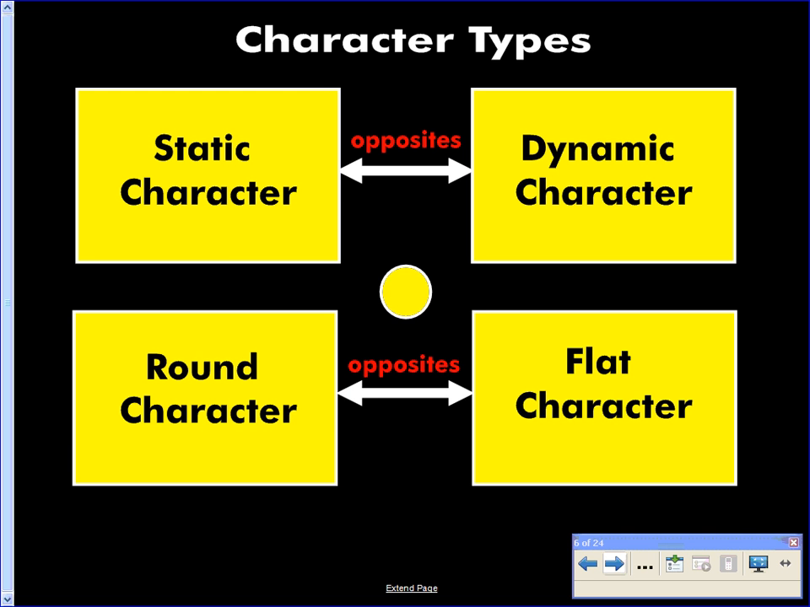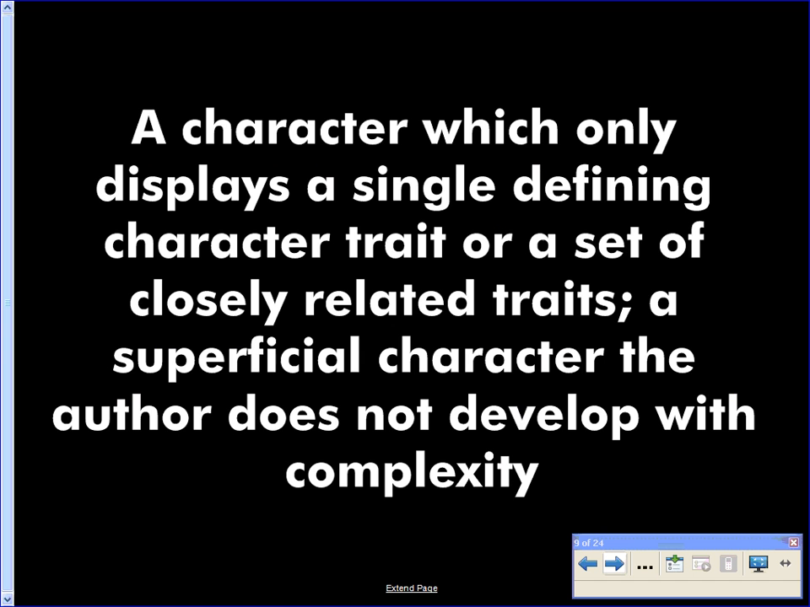A flat character is one that has two character traits. That's close. A flat character is a character which only displays a single defining character trait or a set of closely related traits. It is a superficial character the author does not develop with complexity. Think flat as superficial, right? There's no depth going on.